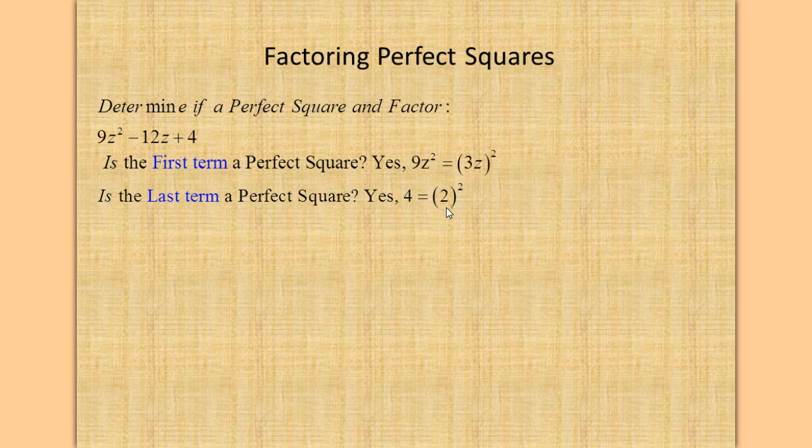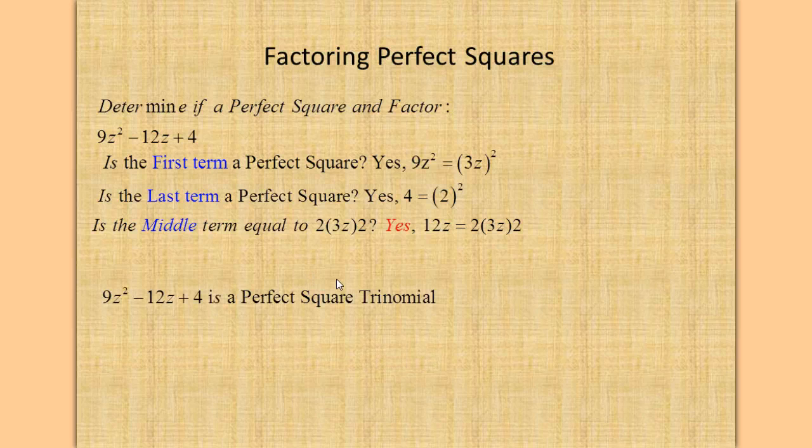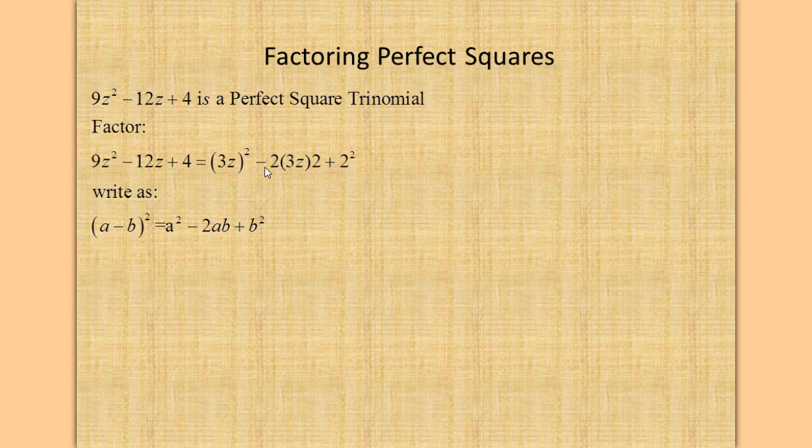Okay. And is the middle term equal to twice the product of the square roots of the first and last term? Well, let's see. 2 times 3z times 2 is equal to what? 12z. And that is what the middle term is. So therefore, this is a perfect square trinomial. And now we can factor it. So, okay, what we do is, we do just what we did before. We take the first term and find out if it's a square, and we say 3z squared.